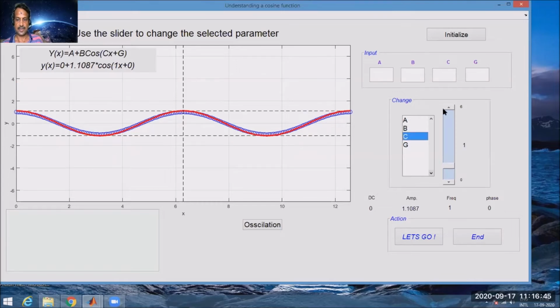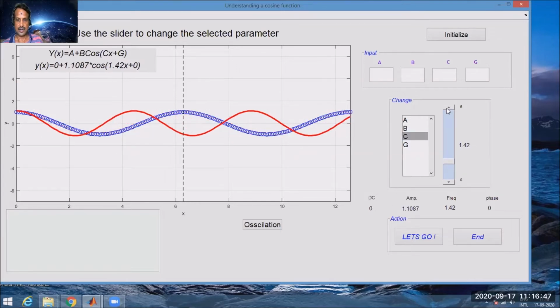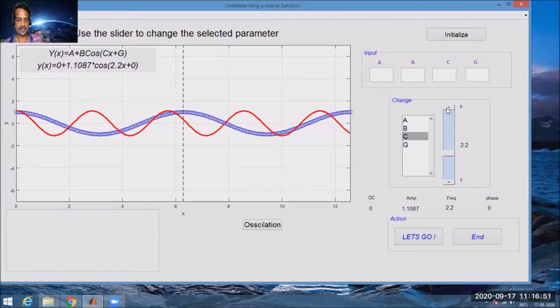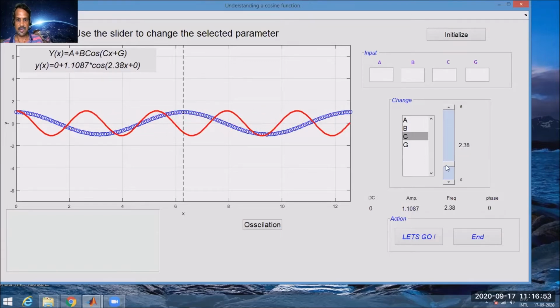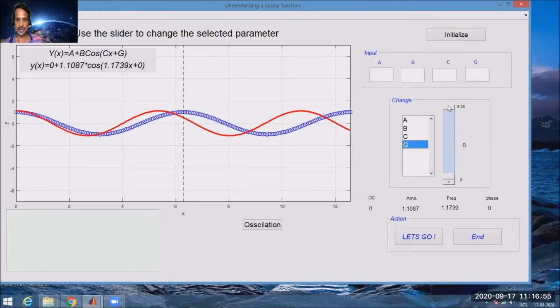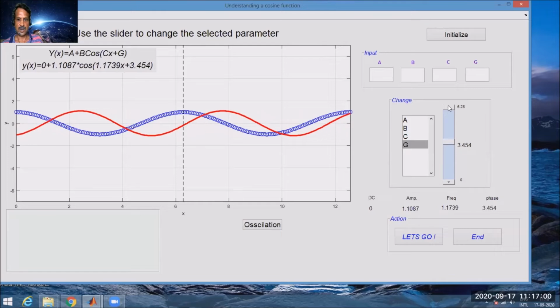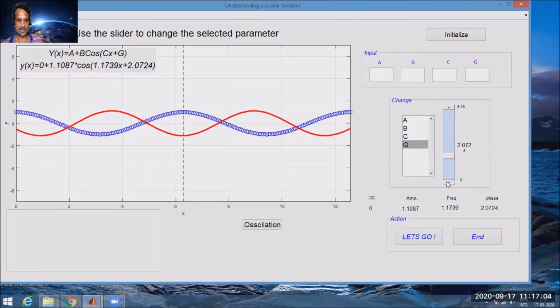And C, if we change C, the number of cycles in a unit length changes, and that is referred to as frequency. And G, if you change G, the graph appears to shift in one direction. It is known as initial phase. It affects where the cosine graph will start at 0 of the independent axis.